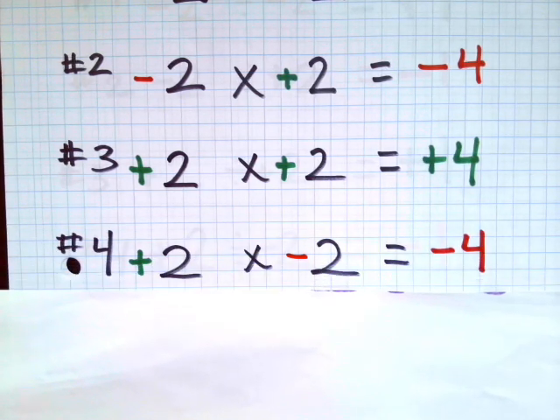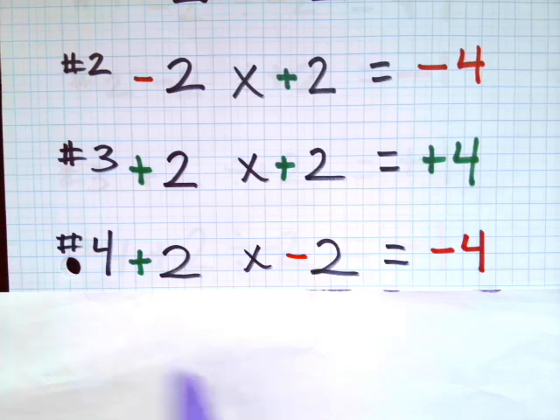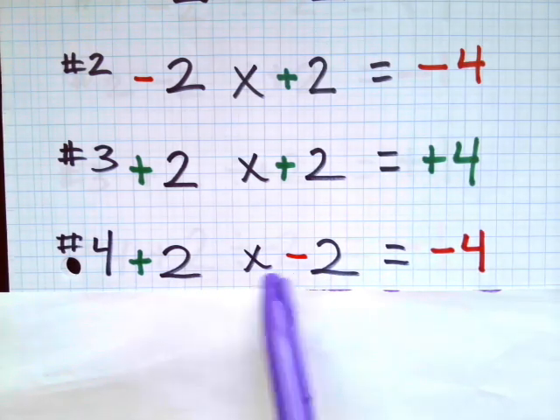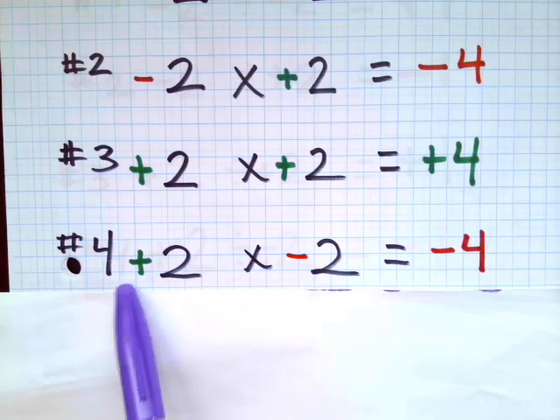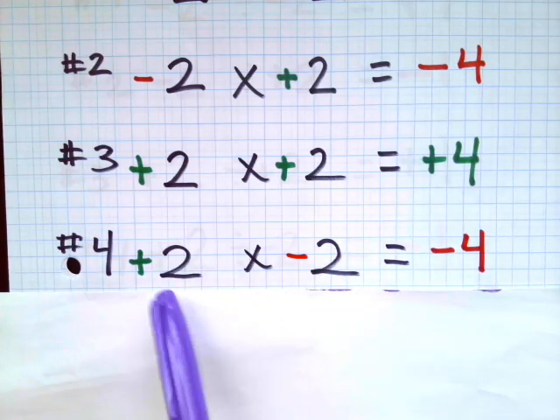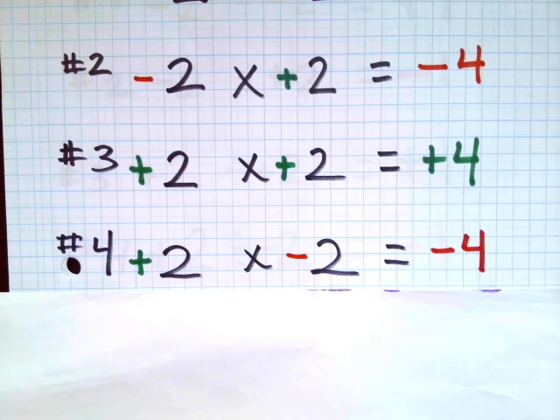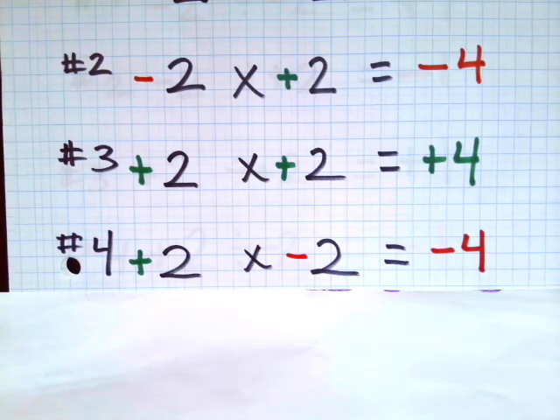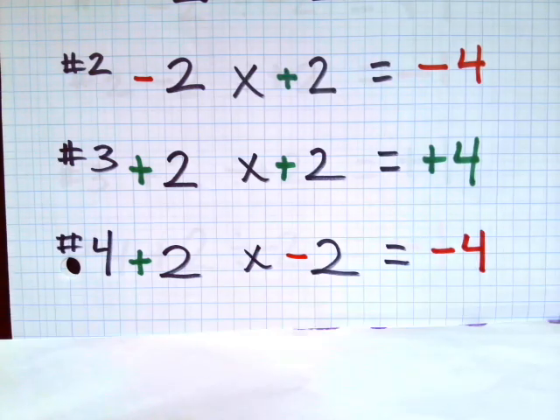And finally, we have number 4. We have positive 2 times a negative 2. Just one different sign when you multiply and divide gives you a negative answer. And I know 2 times 2 is 4. One negative, one positive makes it a negative 4.